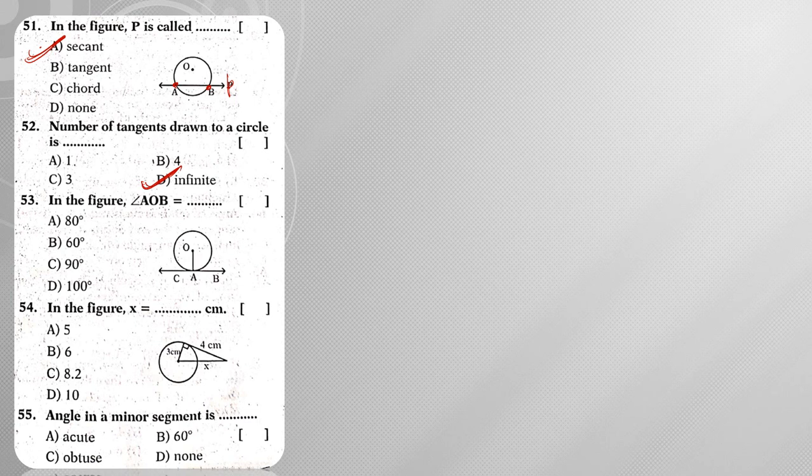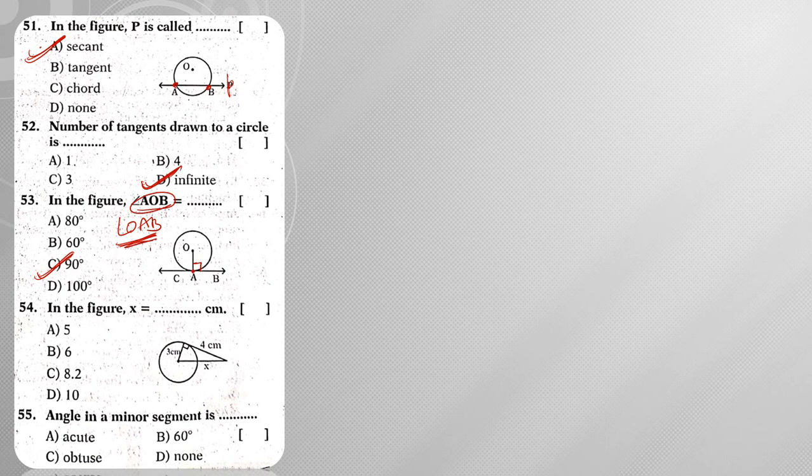Next, in the figure, angle AOB. It is an absolute blunder. It should be angle OAB. Then it is 90 degrees. This is the radius and this is the tangent. Tangent and radius will be perpendicular to each other at the point of contact. So it should be given as OAB.